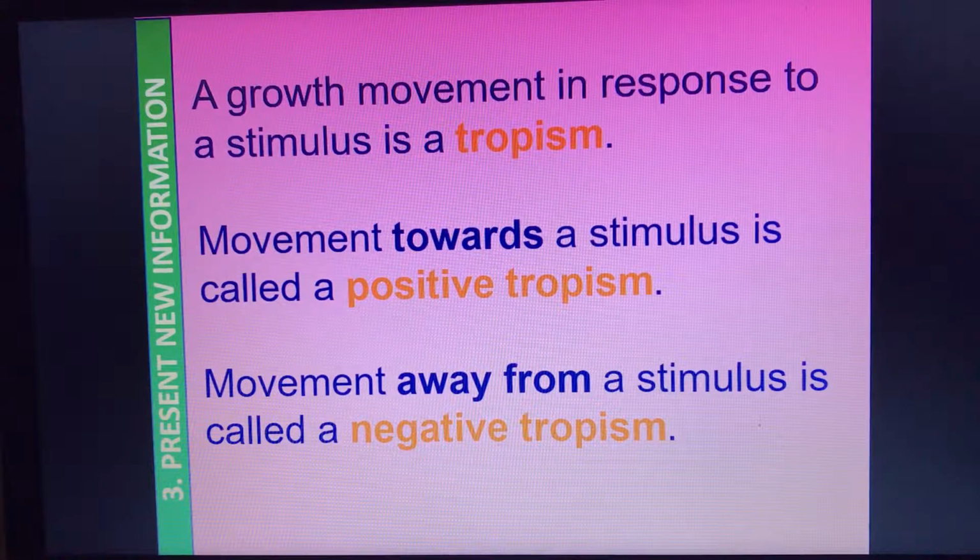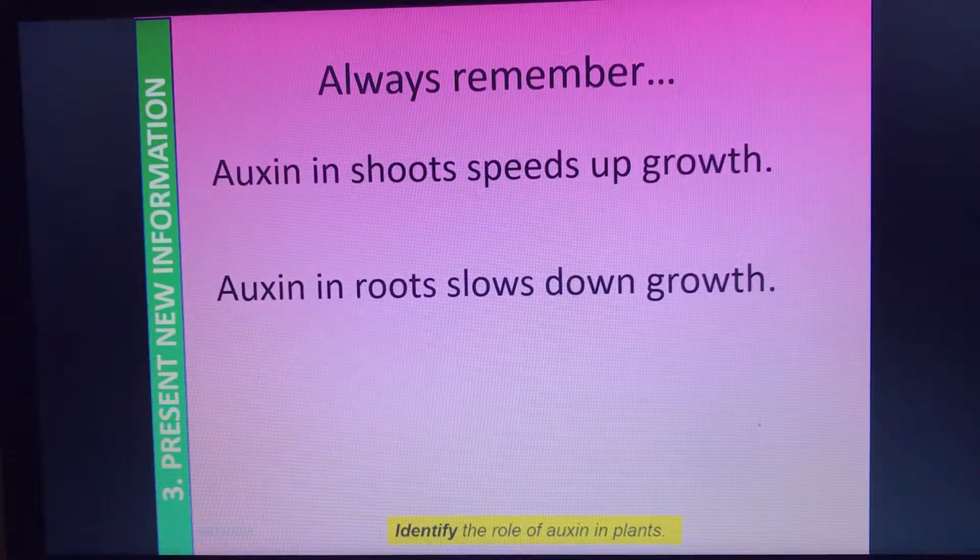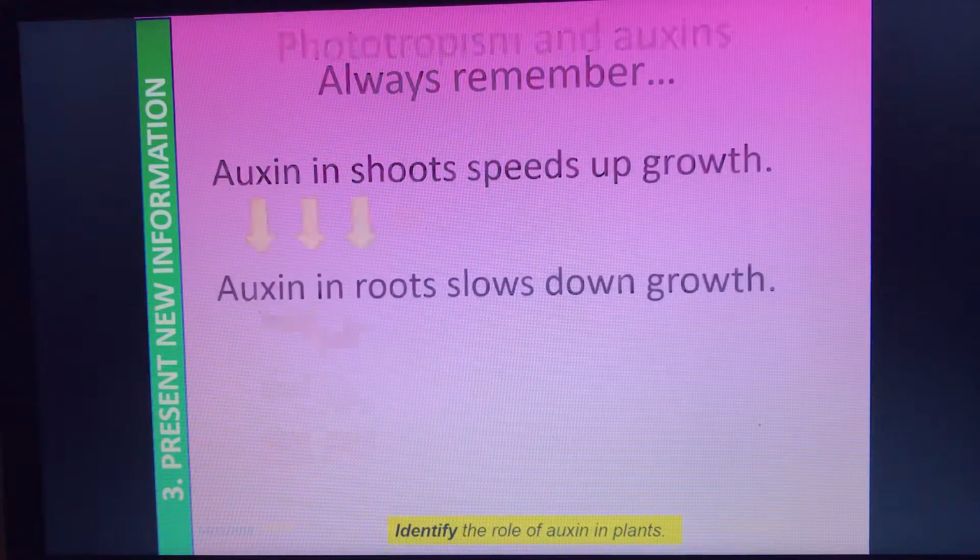If the movement of the plant is towards the stimulus, it's a positive trophism, and if it's away from the stimulus, we call it a negative trophism. If you remember nothing else, remember this phrase: auxin in shoots speeds up growth, auxin in roots slows down growth. That will all become clear, and we'll come back to that again at the end.